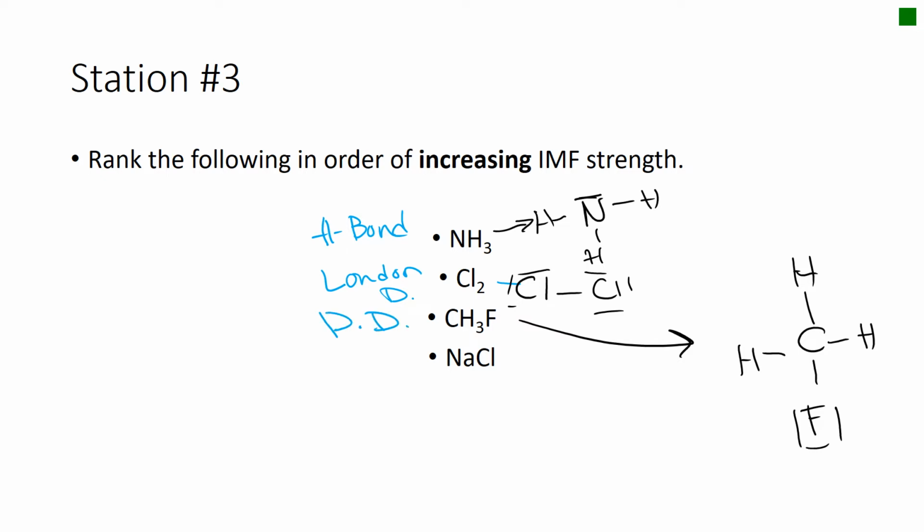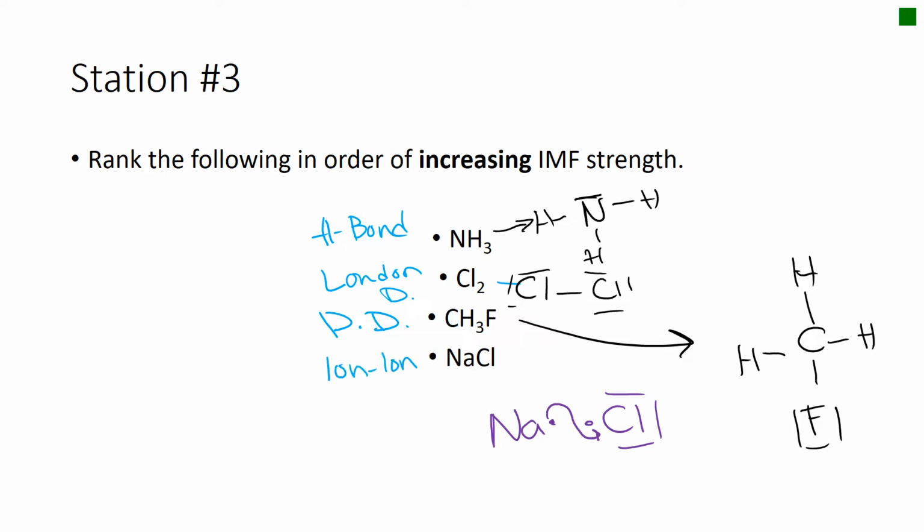And then we've got NaCl. So NaCl, you're going to ask yourself, how am I going to draw that? Because I've got one dot on that guy and I've got seven on this guy. This is where it's going to donate it. So do I see an arrow in this drawing? Yep. So therefore it's ion-ion.